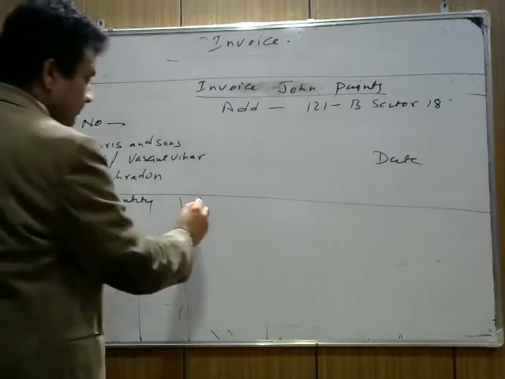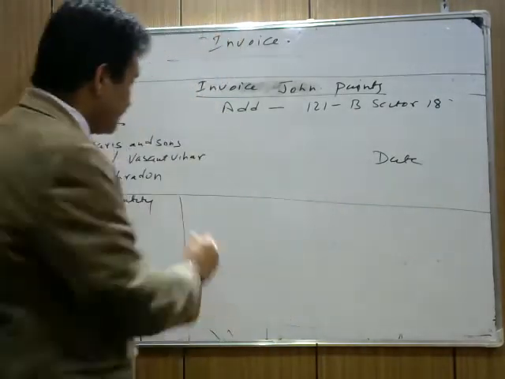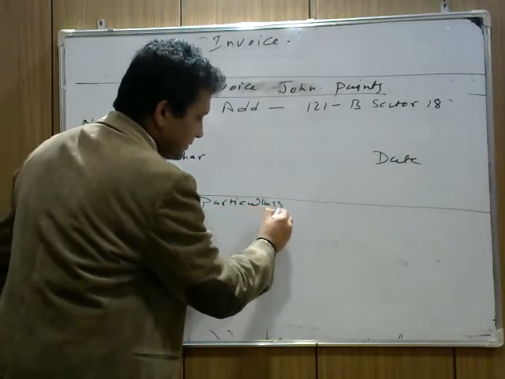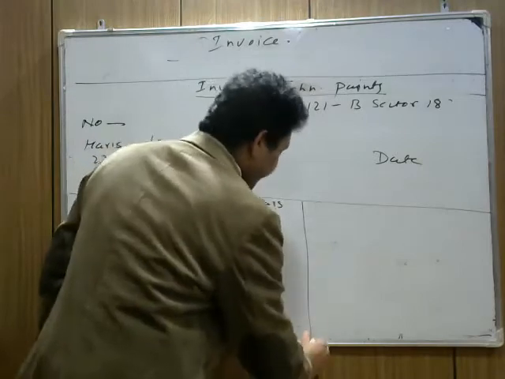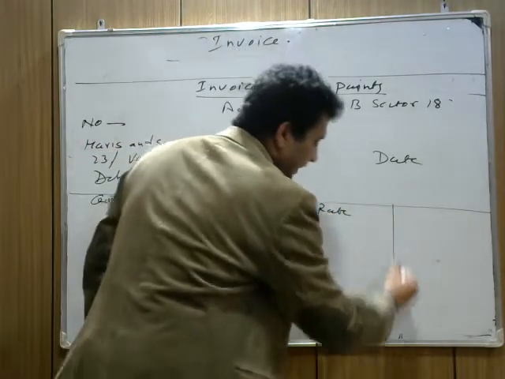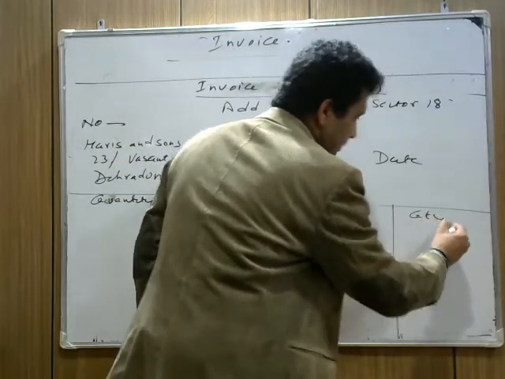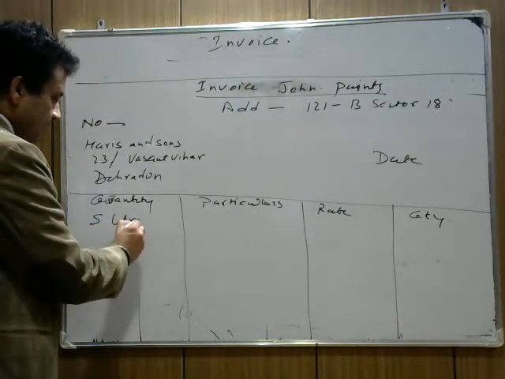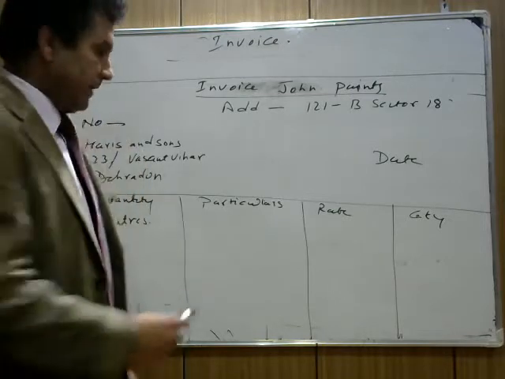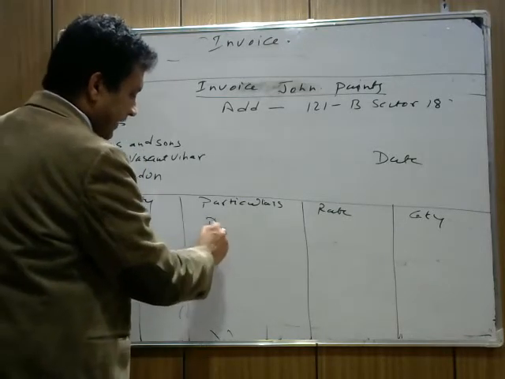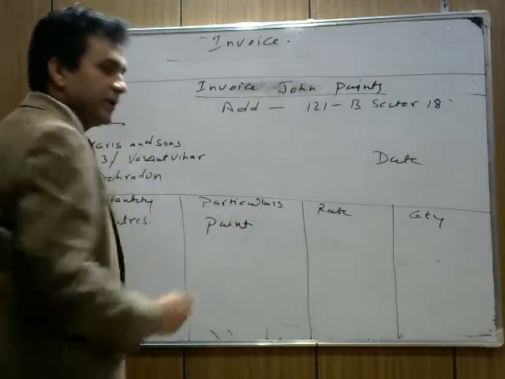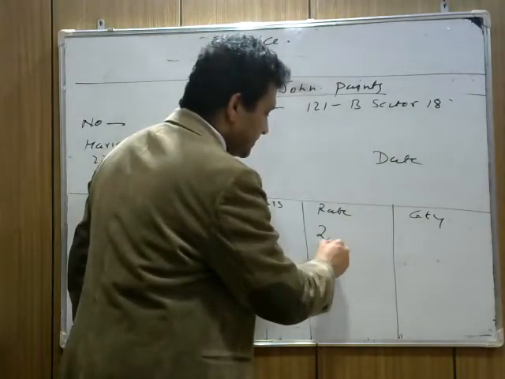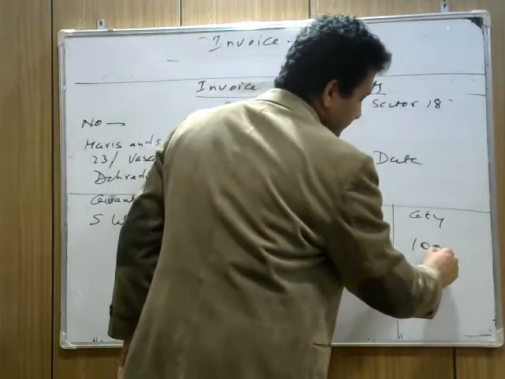Similarly, we write particulars. What are the descriptions? We also call them descriptions. We write particulars. Then here comes rate, at what cost, and then we write total. Suppose we purchase 5 liters of high quality paint, of any company, whether Asian Paints, whatever. The cost of paint is 200 rupees per liter. You have to pay 1000 rupees.